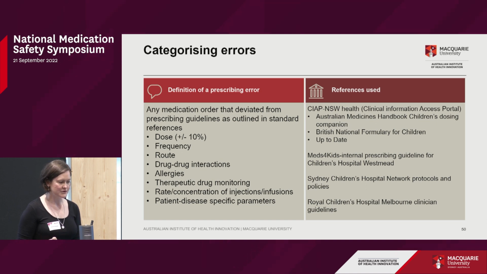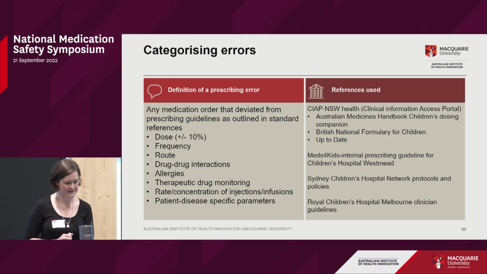So in general, the references used were anything in CAP, which for those who aren't familiar with it is the information portal for New South Wales Health, most specifically the AMH Children's Dosing Companion, the BNF and UpToDate. The hospital, Children's Westmead, has their own internal prescribing guideline, Meds for Kids, which was used a lot, particularly in the initial rollout period, as that was the standard guideline at the time. We also looked at hospital and network policies and protocols relating to the drugs, and we also used a few other Australian clinical guidelines, such as the Royal Children's Hospital Guidelines.